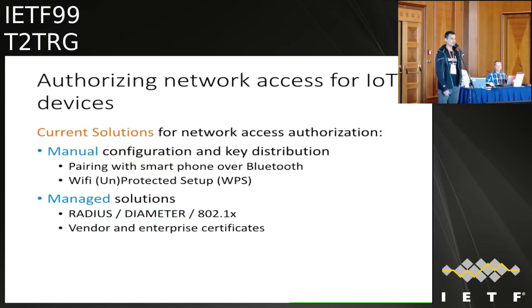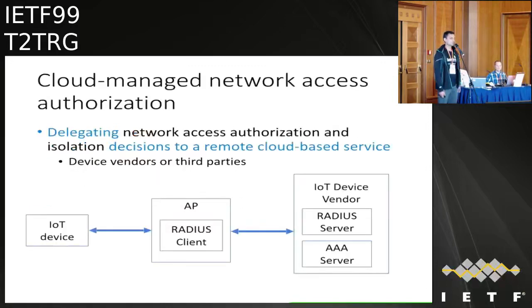This is something that we discussed in Chicago, a possible alternative deployment model, where we delegate the network access authorization decisions to a remote cloud-based service. To give you an example, think that you have just bought a new IoT toothbrush. Wouldn't it be nice if the IoT toothbrush service could somehow tell your access point to enable internet connectivity for it? I know this looks very easy on the slide, very nice.